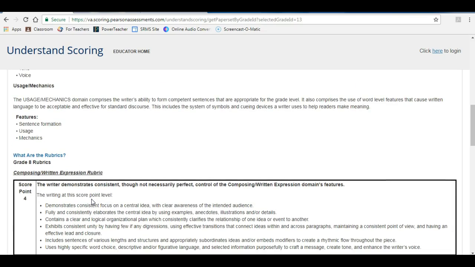The first category counts twice. So what I want you to think about is if you had your composition category of a 4 and you had the mechanics category of a 4, then what would your total score be? So this first one counts twice. So 4 plus 4 is 8 plus 4, so your total is 12. 12 is the highest score someone can get.